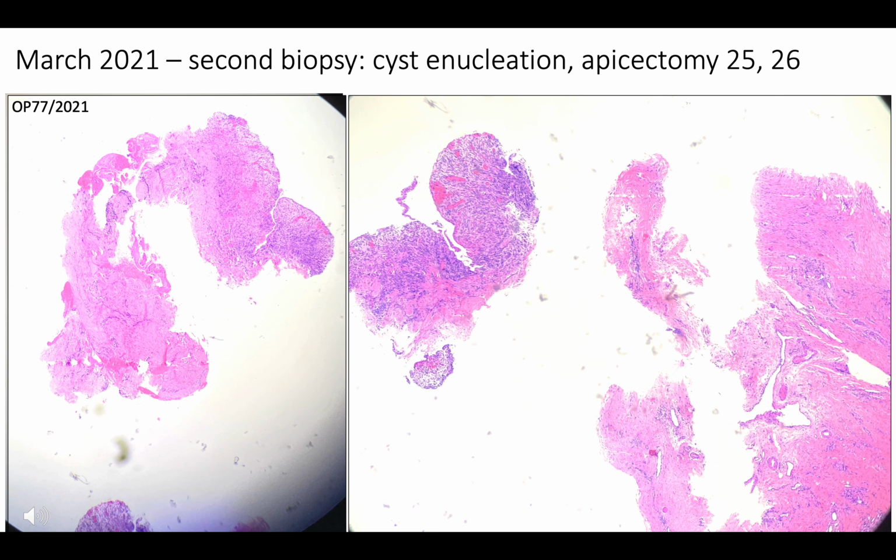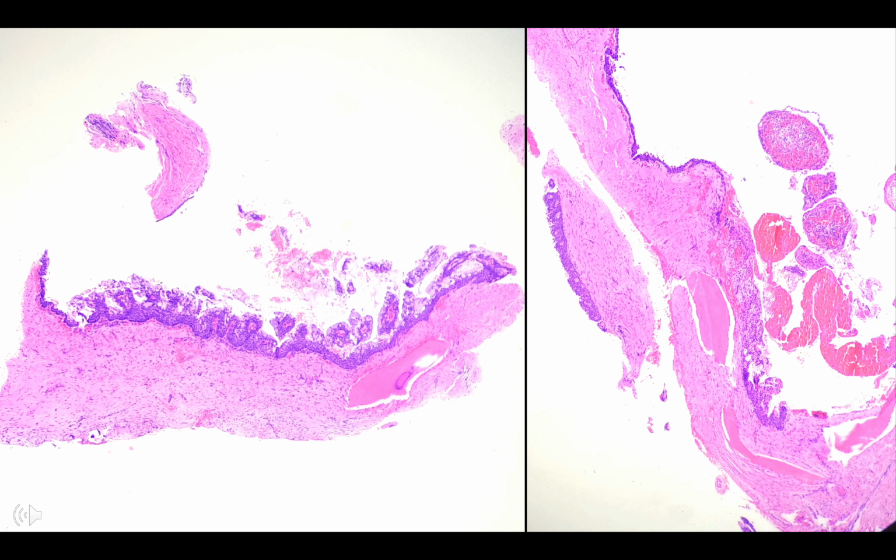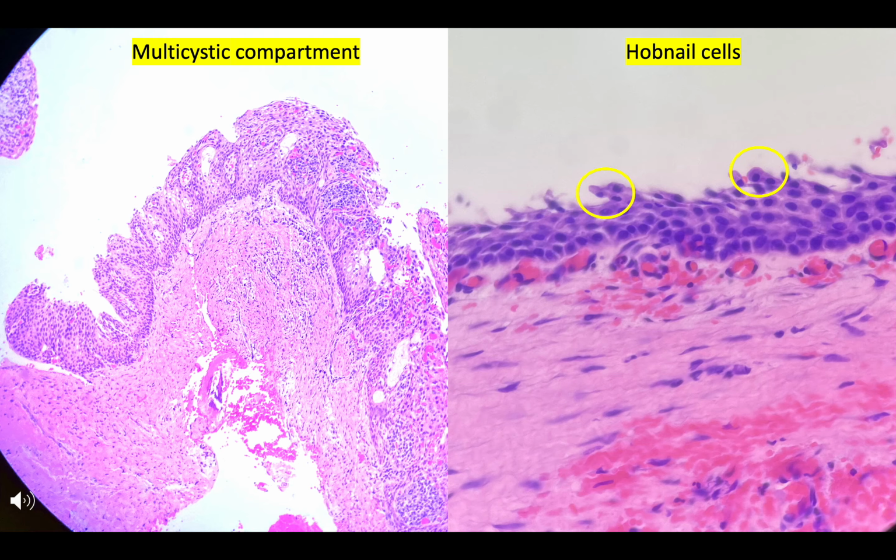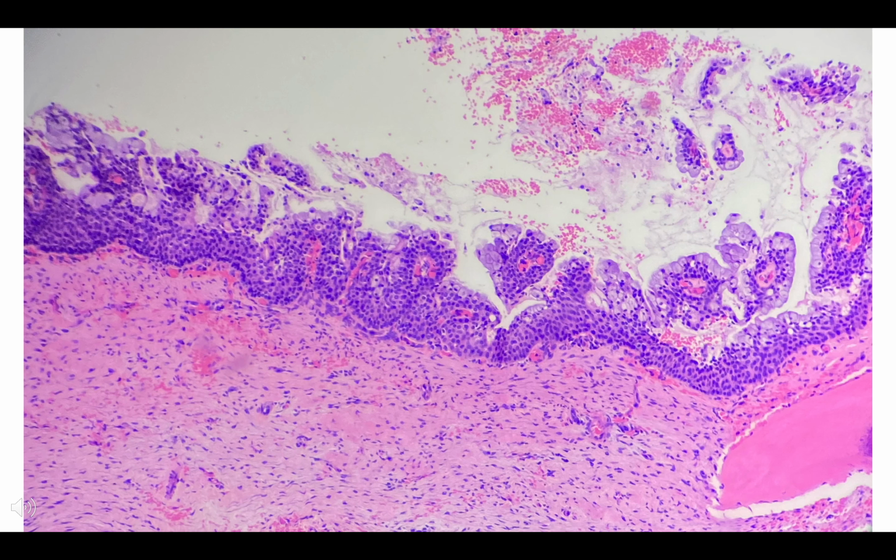In March 2021, after 2.5 and 2.6 RCT was completed, cyst enucleation was done along with apicectomy of 2.5 and 2.6. HPE shows a cystic lesion composed of fibrocollagenous cystic wall lined by odontogenic epithelium of variable thickness, and in some areas luminal papillary projections are seen. Apart from that, the epithelium also exhibits multicystic compartments along with occasional presence of hobnail cells.